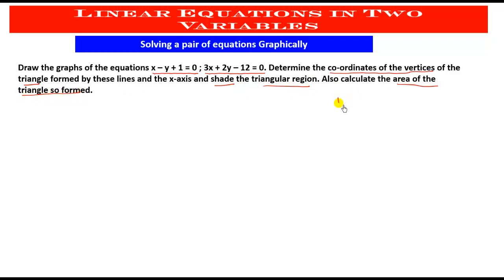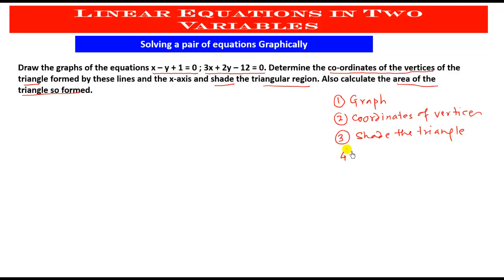In this example, we have to do four things. First, we have to draw a graph. Then second, we have to determine the coordinates of the vertices of the triangle. And third, we have to shade the triangle so formed. And fourth, we have to calculate the area of that triangle.